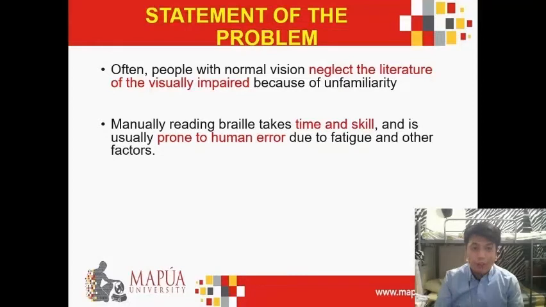Okay. So for our statement of the problem, often people with normal vision neglect the literature of the visually impaired because of unfamiliarity. Basically, sighted people tend to disregard Braille documents because they don't need it, since they can see regular text. Also, manually reading Braille takes time and skill and is usually prone to human error due to fatigue and other factors.